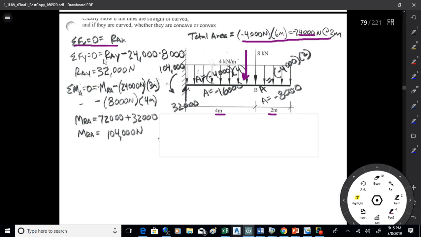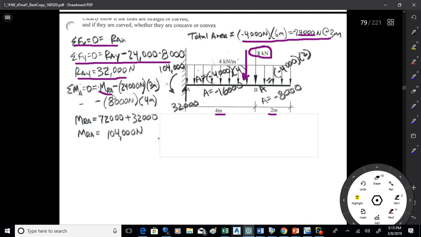So sum of Fx is 0, obviously, that's RAx. Sum of Fy will be RAy up minus the distributed load, the 24,000 down, minus the 8,000 point load. I'm converting everything into Newtons here. Down, so RAy is 32,000. Then I can find the reactive moment that you would have at the wall.